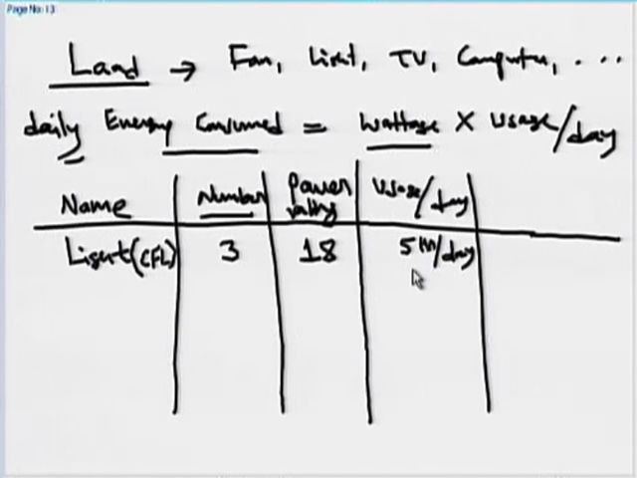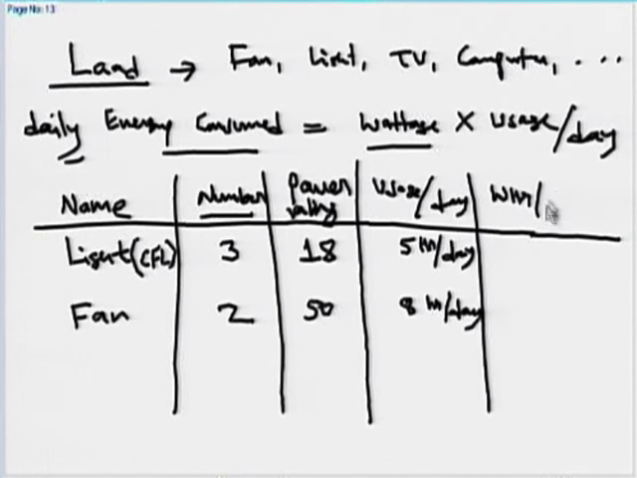3 into 18 times 5. Then you are using fan, suppose you have 2 fans, power of the fan is 50 watt and you are using 8 hours per day. Do this calculation. 3 into 18 into 5. So you will get answer in watt hour per day, right? We are multiplying watt by hour per day. So it is 270 watt hour per day, then 2 into 50, 100 times 8, then you have 800 watt hour per day.